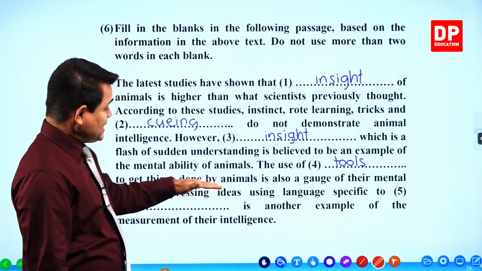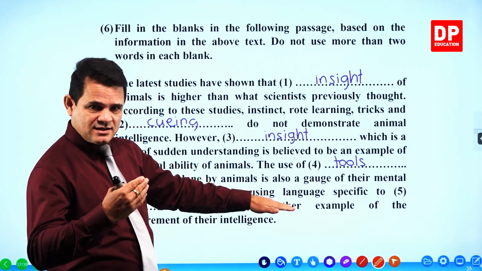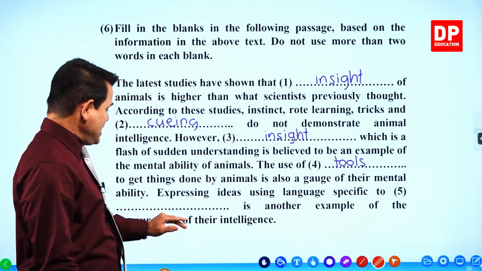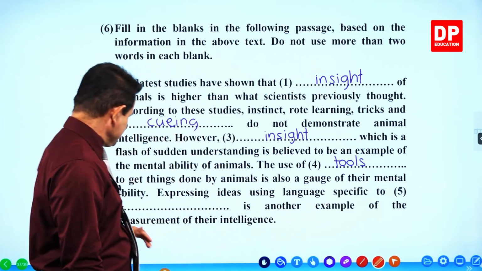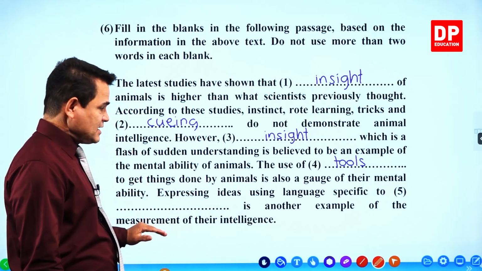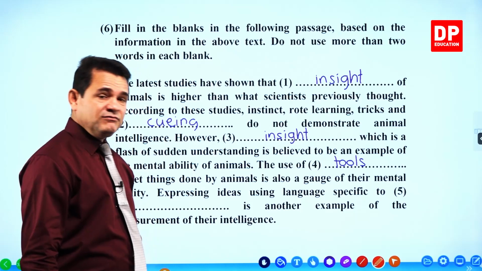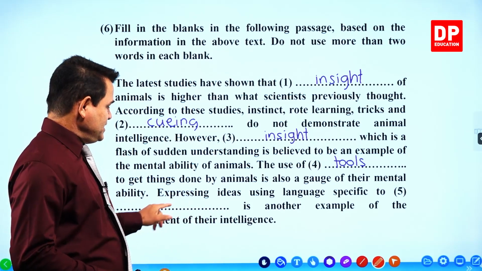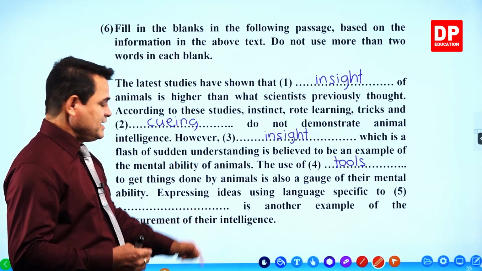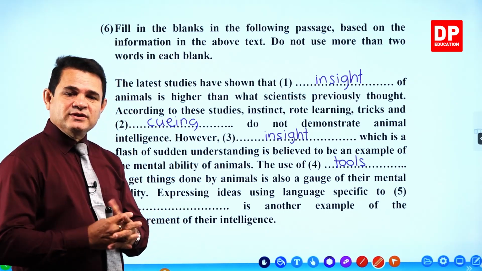Then expressing ideas using language. භාෂාව පාවිච්චි කරලා අදහස් ප්‍රකාශ කිරීම. Language specific to blank is another example of the measurement of their intelligence. ඔවුන්ගේ බුද්ධිය measure කරන්න තියෙන තවත් example එකක්ලු මොකද්ද expressing ideas using language specific to මෙන්න මේ ආයත විතරක් specific වෙච්ච භාෂාව පාවිච්චි කළා මේගොල්ලෝ. Measurement of their intelligence ඒගොල්ලන්ගේ intelligence measure කිරීම කාට භාෂාවක් තියෙන්නේ actually the humans.